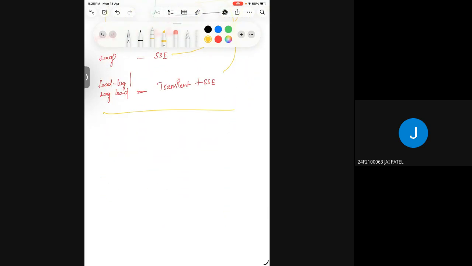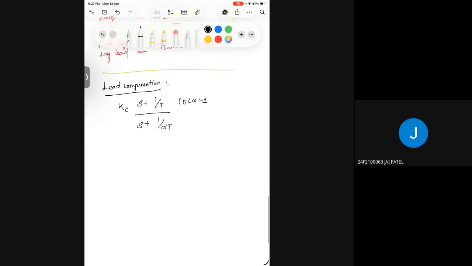The next point is what are lead, lag, and lead-lag compensators. If you see lead compensation, I think Jada would have explained this before. Let me revisit it. Your lead compensation will look something like this: Kc is the compensator gain, (s + 1/T) divided by (s + 1/alpha T), where alpha lies between 0 and 1. The next thing is lag compensation.